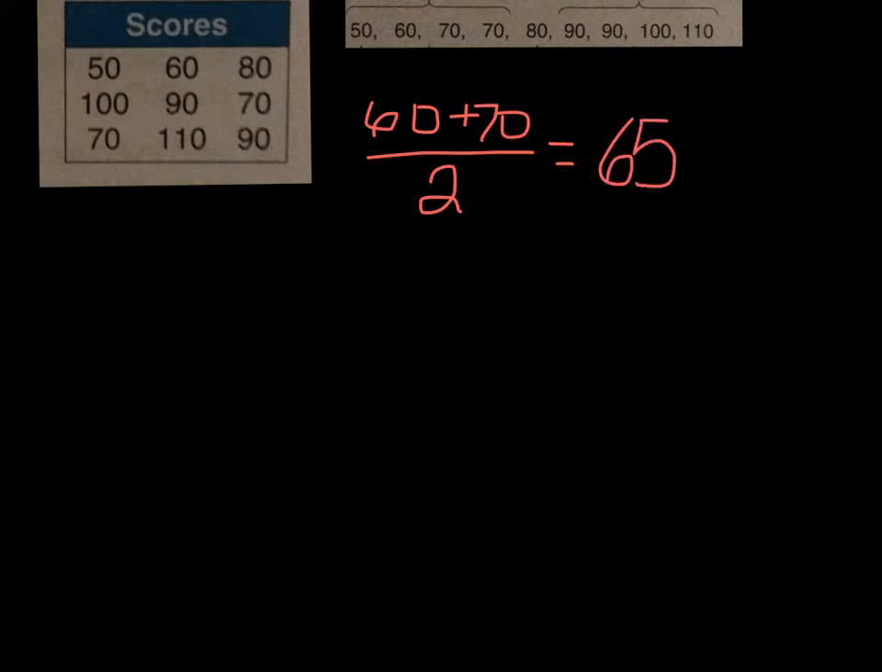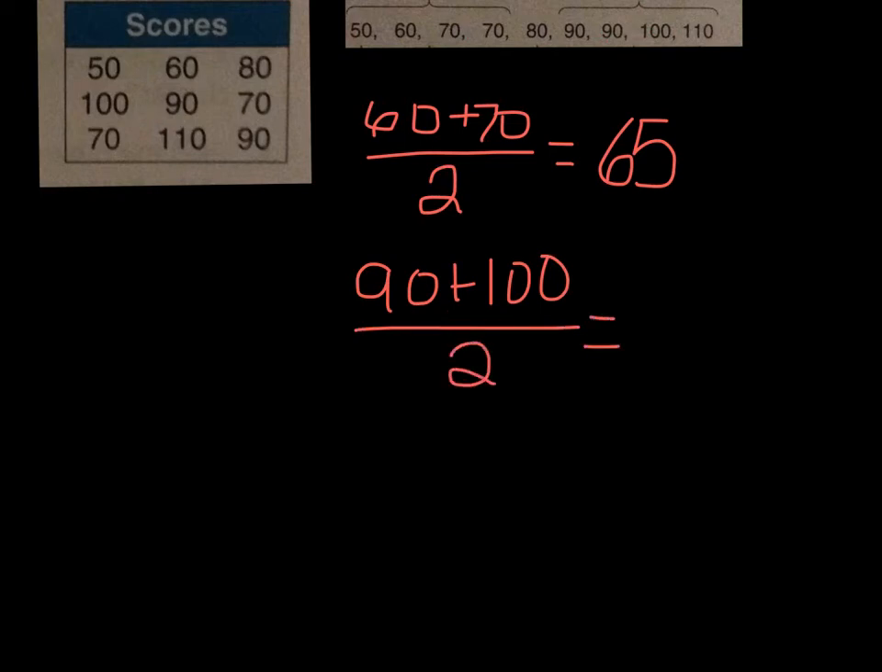Then we take a look over here at our upper quartile, and these two numbers right here are in the middle, 90 and 100. So we would do the same thing for those. And we have 90 plus 100 divided by 2, because again, that's two numbers we're looking at. So that gives us 95.